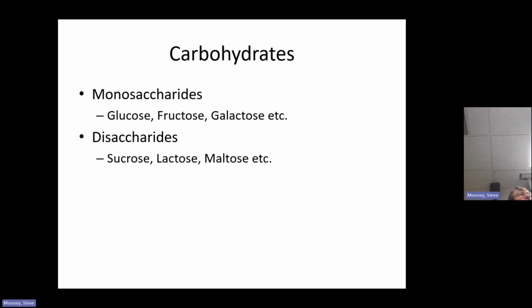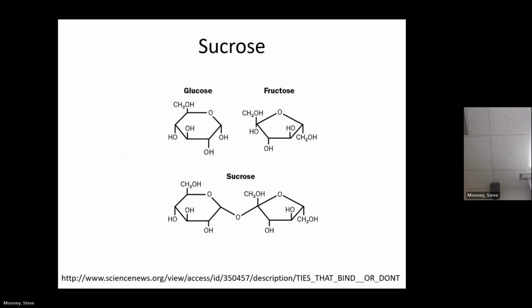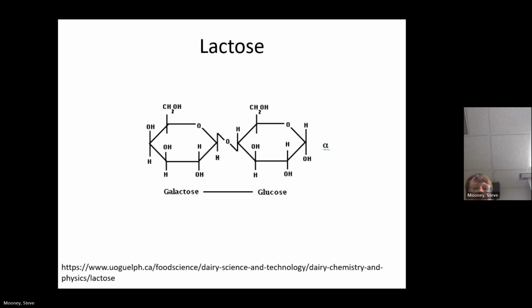It's either the breaking apart or the building up of a complex carbohydrate. You're doing it in 2 steps. So to make table sugar, take our glucose, our fructose, put them together. We have our disaccharide, table sugar. Lactose, galactose and glucose stuck together. You've got that oxygen in the middle that brings them together.